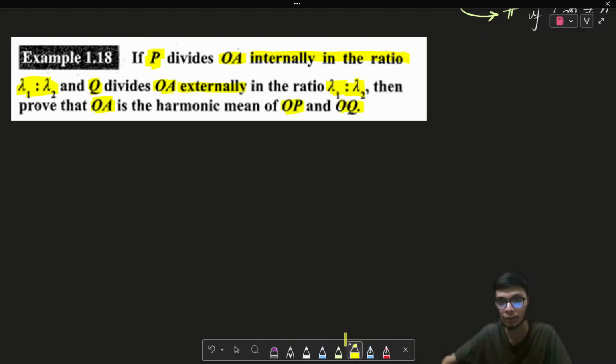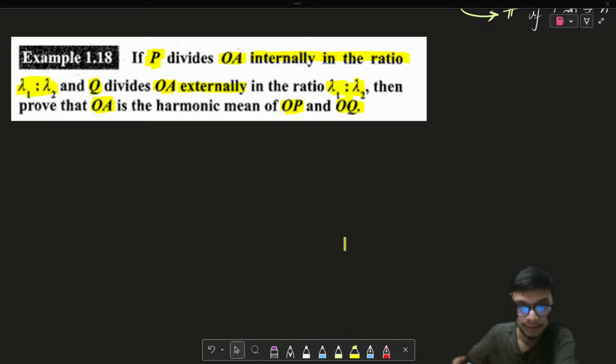OP and OQ, right? So this kind of question can be asked in JEE Mains, as it might not ask you to prove. It might say that then OA is the dash of OP and OQ. So they will give you three options: arithmetic mean, geometric mean, harmonic mean, and none of the above. So that kind of question is quite a favorable question for the JEE Mains paper. So let's try to understand these kinds of problems. Okay, I know this is quite a simple problem, but yet it is an important problem.